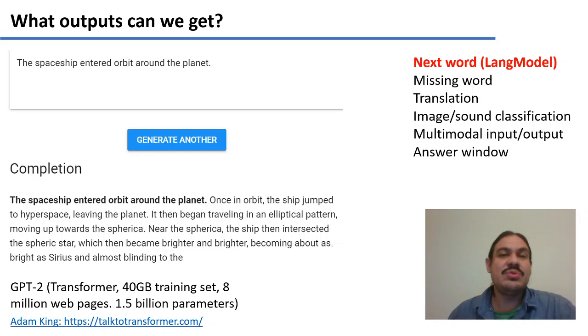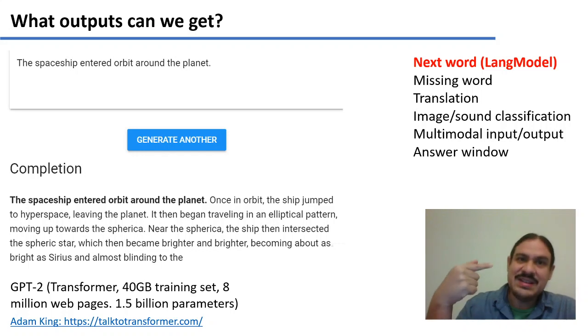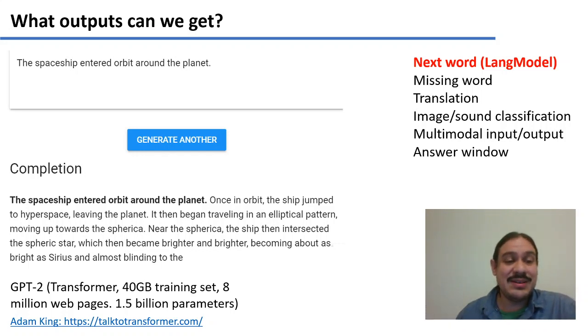For example, we could do neural text generation, where we provide some words to the program, like "the spaceship entered orbit around the planet," and then the neural network is going to try to guess the next word and the next word and the next word. And this is an example of what the site Talk to the Transformer did. "Once in orbit, the ship jumped to hyperspace, leaving the planet. It then began traveling in an elliptical pattern, moving up towards the spherica."